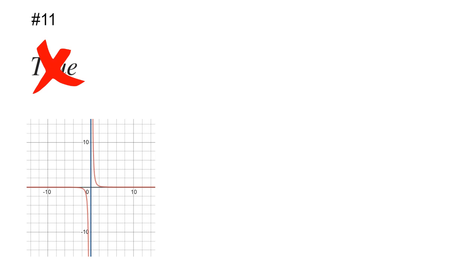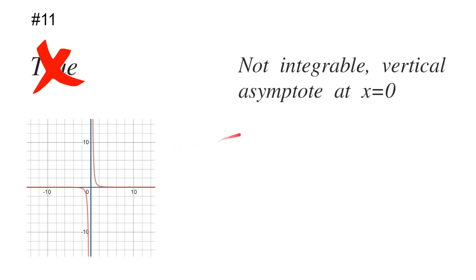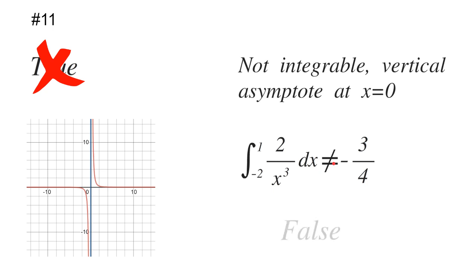So this equation is actually not integrable because of the vertical asymptote at x equals 0. And because it's at x equals 0, we can't ignore it because 0 falls between our bounds of negative 2 and 1. So we can't actually integrate this, and the original statement that said it equals negative 3/4, that statement is false if we can't integrate it.